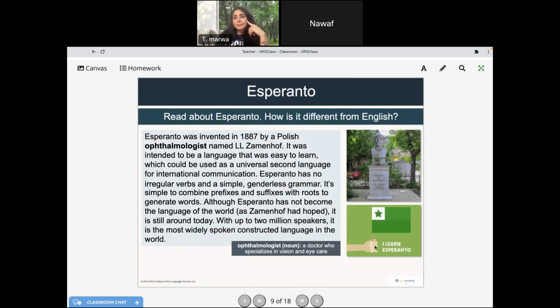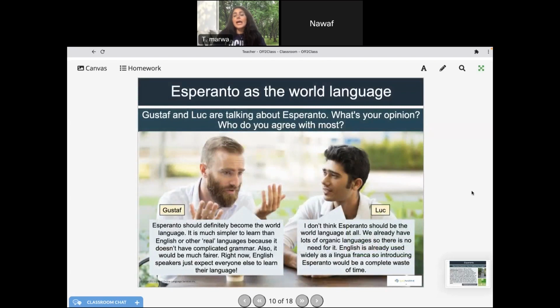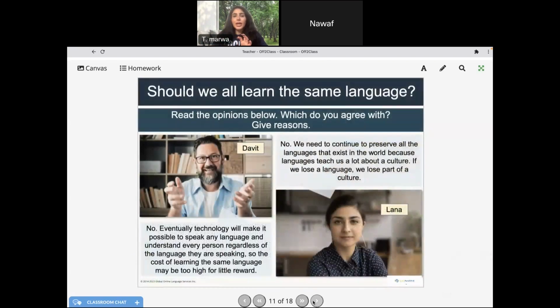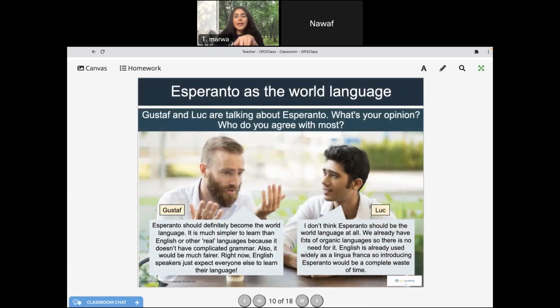So let's see. You don't have to read it, I did. You only have to see here the points of use. What do people think about this new language? Perhaps they agree. Oh, they don't agree. Okay, here they agree. We're going to see. We have Gustav and Luke talking about Esperanto. What's your opinion about it? Who do you agree with the most? Read Gustav and Luke first, and then tell me who you agree with.